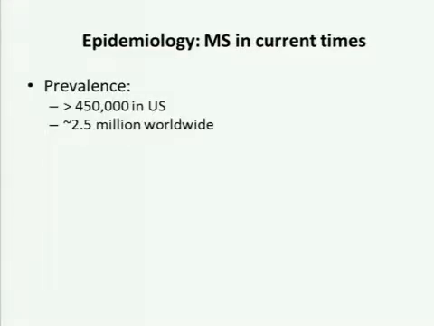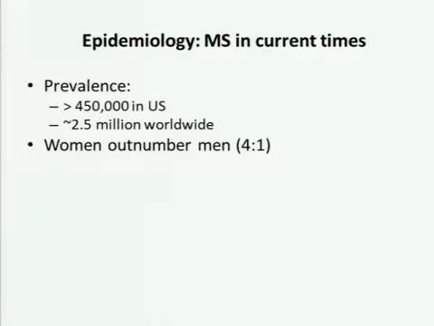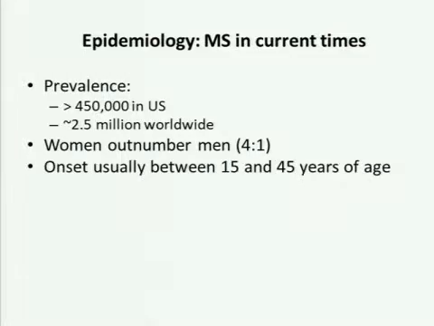So MS, the prevalence: more than 450,000 individuals in the US with this disease, probably underestimated there. About 2.5 million individuals worldwide. Women outnumber men, and it's now estimated to be about 4 to 1. We used to say 2 to 1, 2.5 to 1. This gender discrepancy has been increasing over time, and that's a subject of great interest, yet it's unknown why that is.